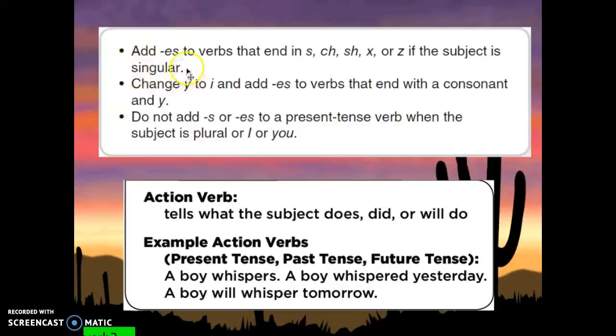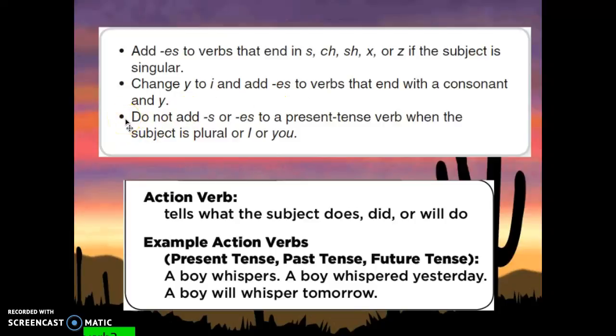So when you have a singular subject, you're going to add ES to verbs that end with any of these endings, okay? Sometimes you're going to change Y to I and add ES to the verb that ends with a consonant and a Y. So for example, TY, okay? You'll have to change that Y to an I and add ES.